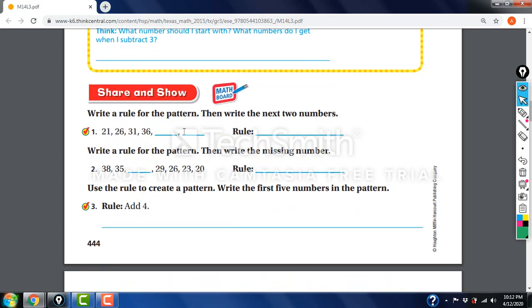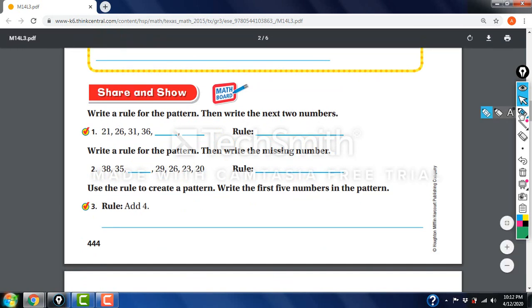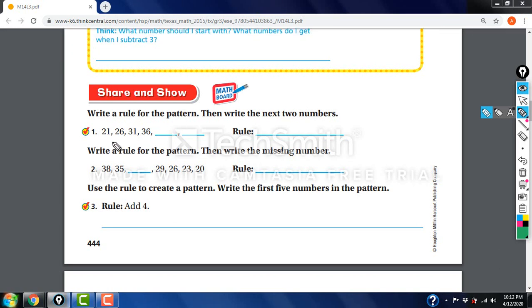Okay, we're looking at the rule. It says write a rule for the pattern, then write the next 2 numbers. So write the rule. 21, what do I do to get 26? To get 31, what am I doing? Yes, I add. The rule is add 5. Now I need to get the next 2 numbers. 36 plus 5, good. 41 plus 5, good. So this is the rule, add 5. These are the next 2 numbers.